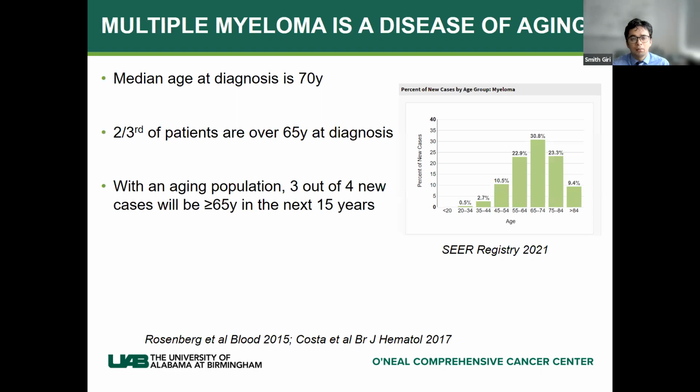First of all, multiple myeloma is a disease of aging. Median age of diagnosis is 70 years, and as shown in the histogram on the right, the majority of patients are diagnosed at 65 years or older. This is only going to get worse in the future with the baby boomers reaching 65 years of age or higher, and the population demographic change that the United States is undergoing right now.